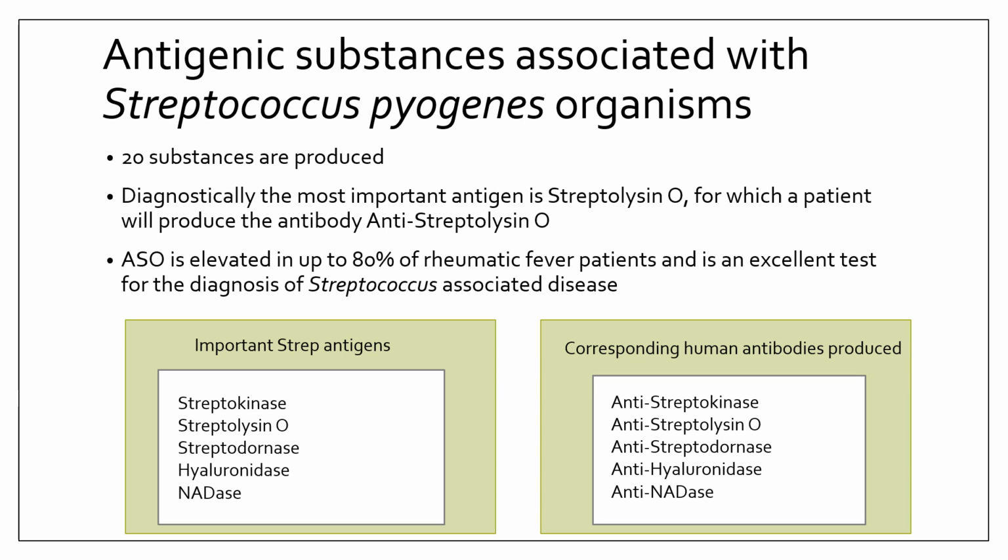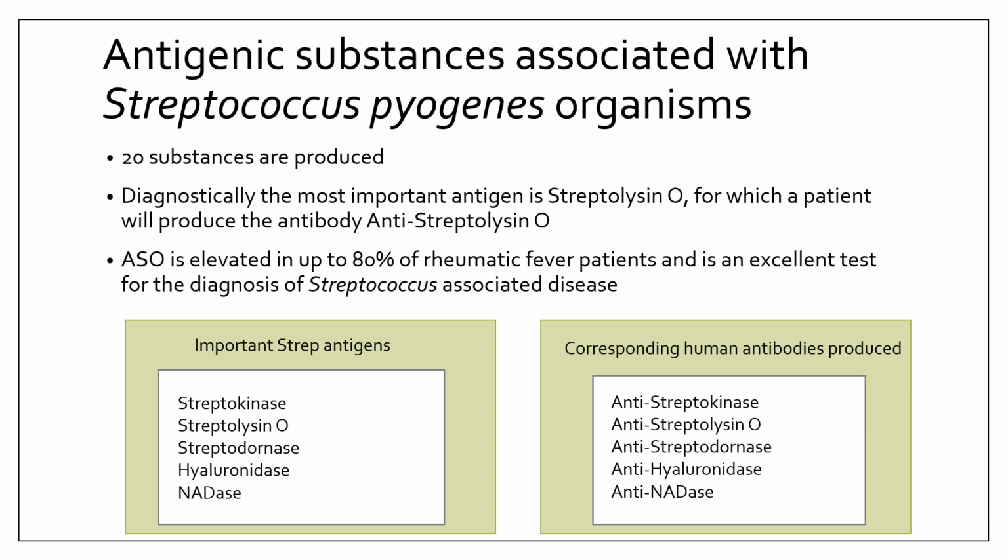Like I said, strep A produces upwards of 20 antigenic substances, producing a number of different antibodies, and we can actually see those antibodies in patient serum. Okay? Diagnostically, the most important antibody is called anti-streptolysin O. We can also abbreviate that as ASO, and it's elevated in 80% of people that have rheumatic fever, and it's an excellent test to diagnose streptococcus-associated disease.